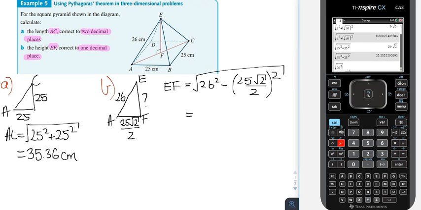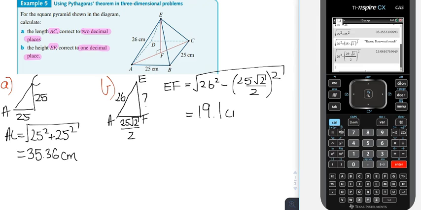You don't need to retype stuff. So you just highlighted it. And now I'm going to square it. And I've got an error because I haven't divided by 2. So 25 root 2 needs to be divided by 2. And that gives me 19.0657. And I want 1 decimal place, so 19.1 centimeters.